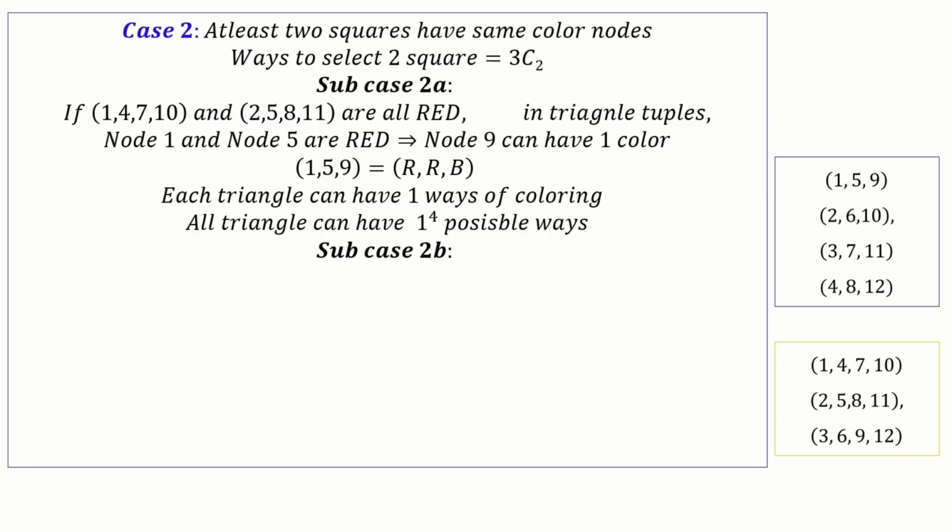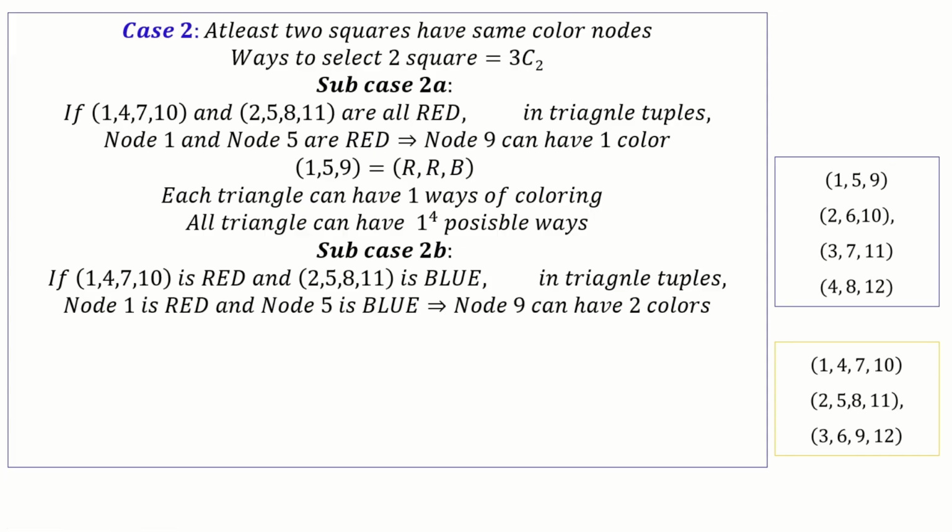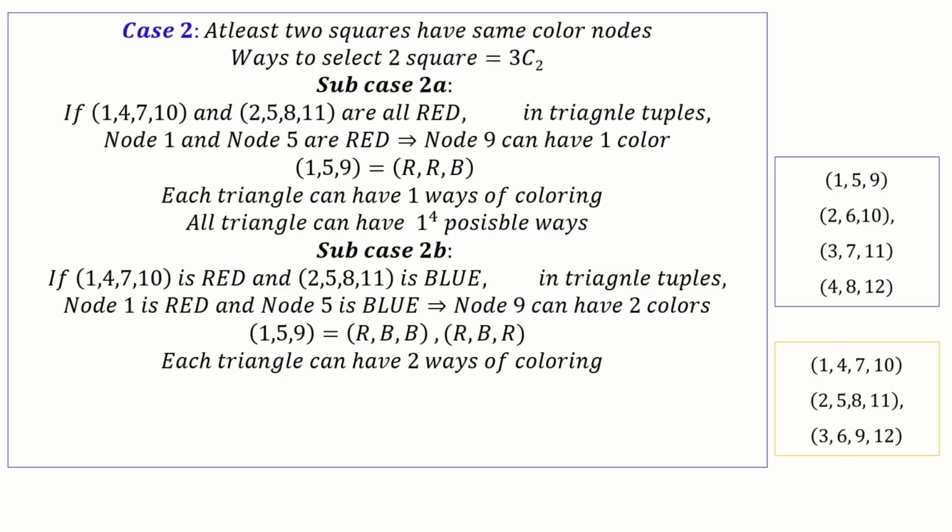Now the second way is, if these two colors are not the same but different. If I multiply with 2, I'll get it for blue also, right? If both are blue, same case. Now sub case 2b, if 1479 is red and 25811 is blue. What happens? This triangle already has one red, one blue, so the third node can be anything. Node 9 can have two colors. So each triangle has two possibilities. 4 triangles will have 2 to the power of 4 possibilities.